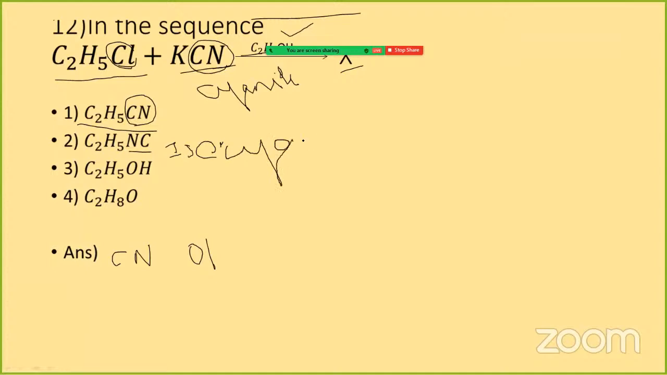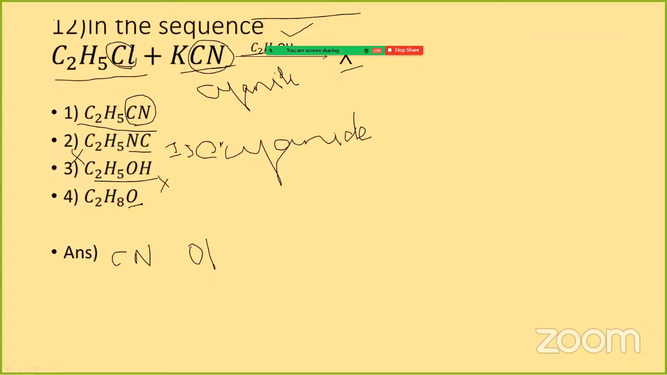Isocyanide, NC, is isocyanide. So here, in the second option, isocyanide is there. That's why it is wrong. C2H5OH is an alcohol, but in the reactant there is no OH group. So alcohol also will not be obtained.